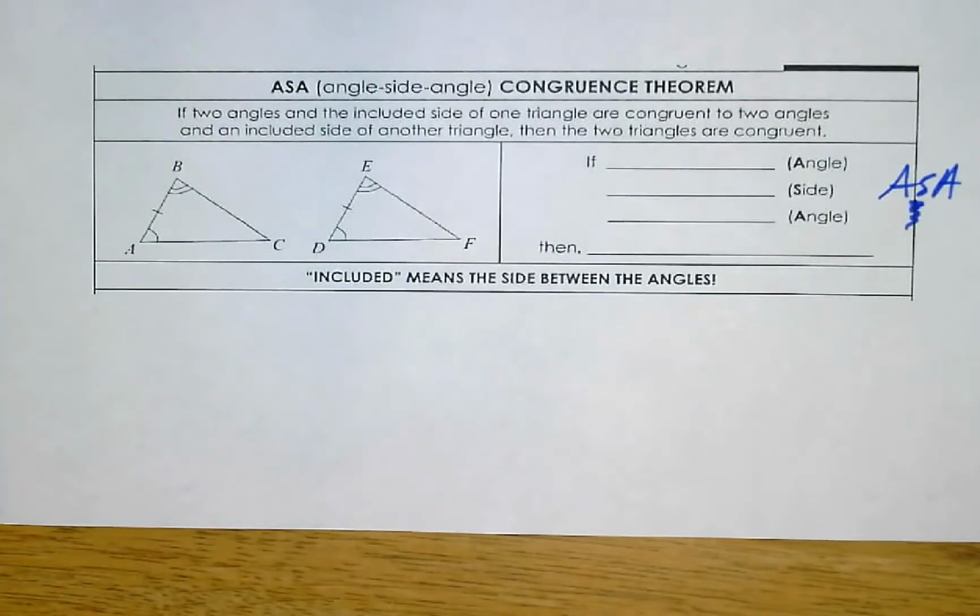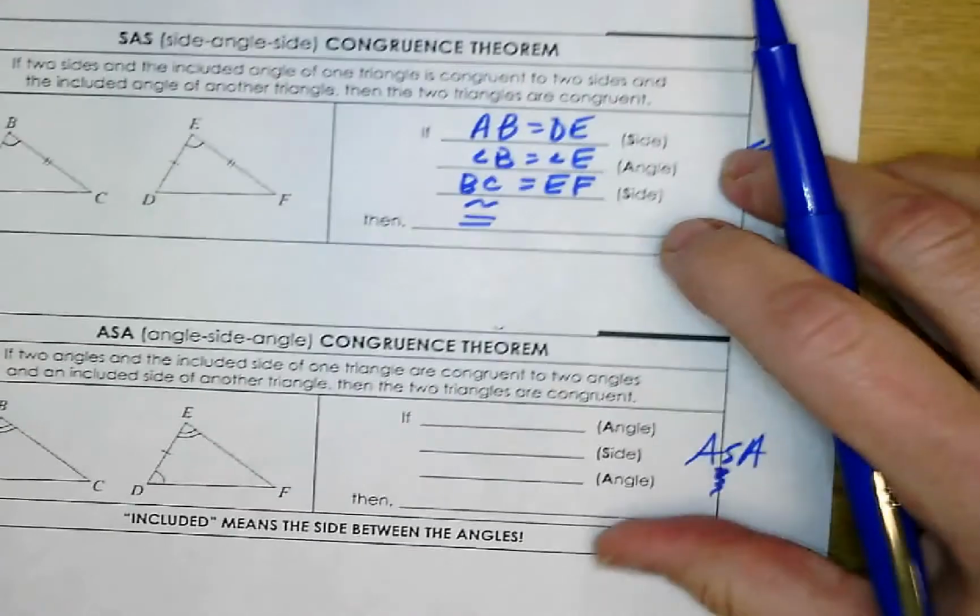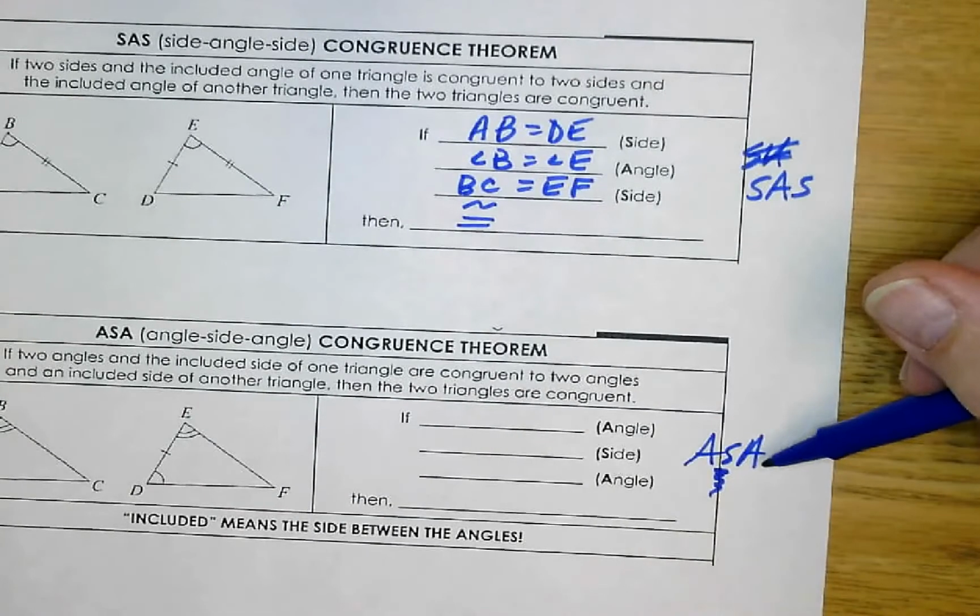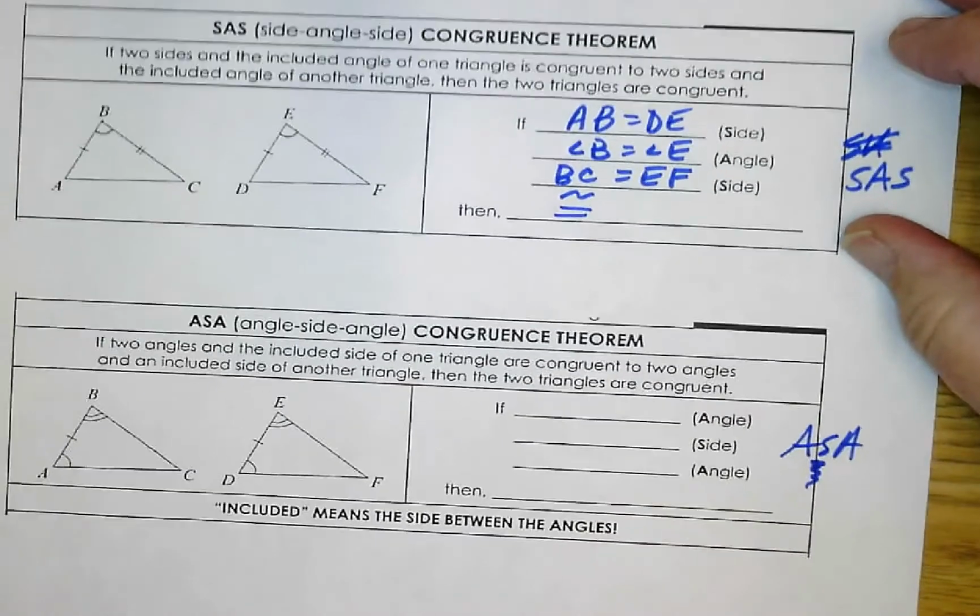Okay, let's stop there with those first three: side, side, side, side, angle, side, and angle, side, angle. Now, how do you know which one is which? That's what we're going to show you in part 2.